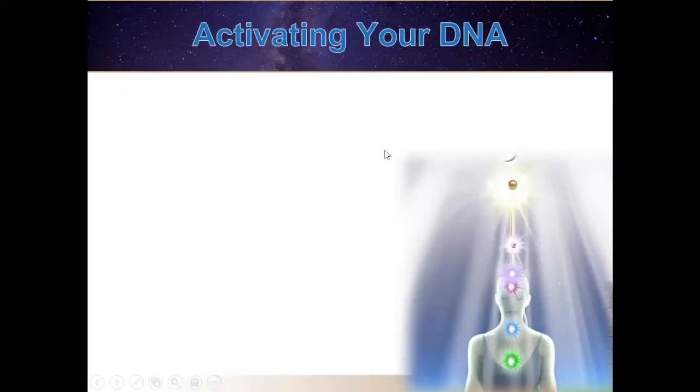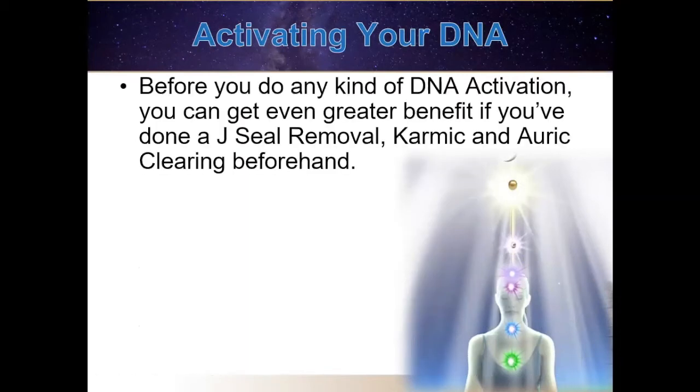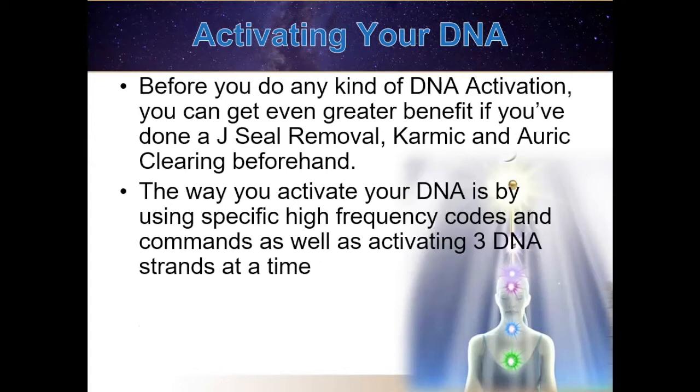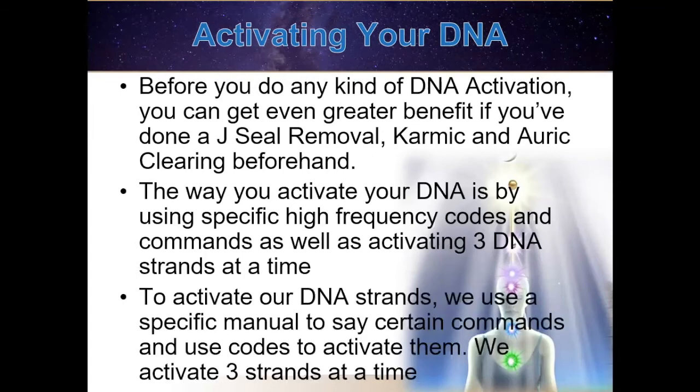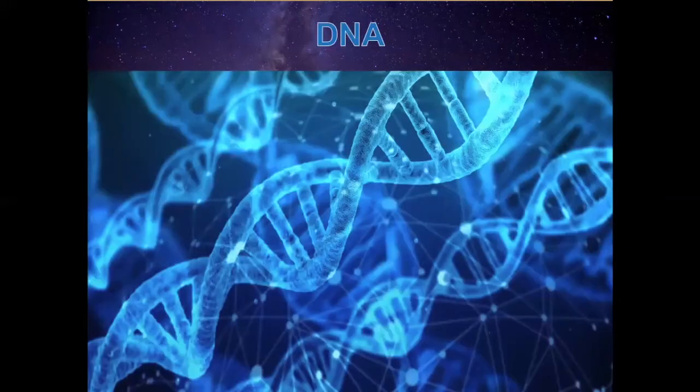So that's Christine Evans. So now, activating your DNA. Before you do any kind of DNA activation, you can get an even greater benefit if you've done a J-cell removal, karmic and auric clearing beforehand. The way you activate your DNA is by using specific high-frequency codes and commands, as well as activating 3 DNA strands at a time. And to activate our DNA strands, we use a specific manual to say certain commands to activate them. We activate 3 strands at a time. Okay. So now, any questions before we get into the DNA clearing?